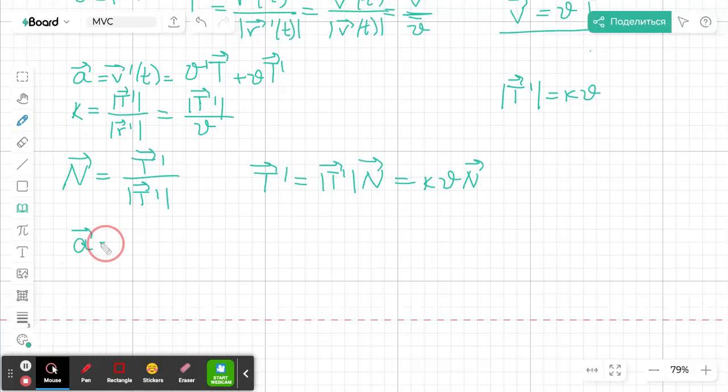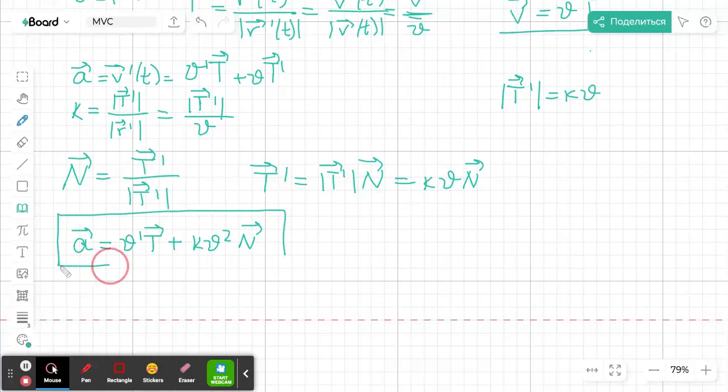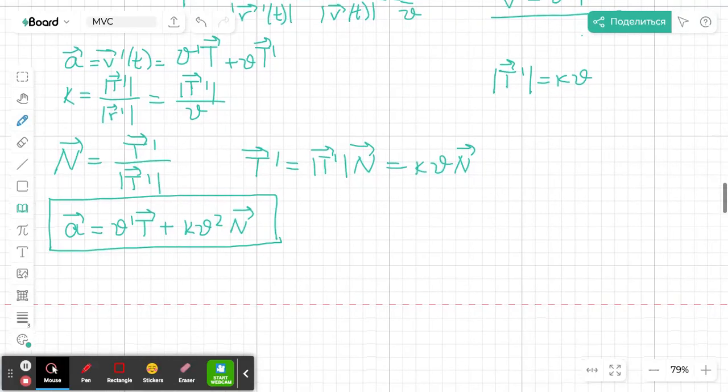A equals upsilon prime T plus kappa upsilon squared N. This upsilon times this kappa upsilon N. So that is our equation for the acceleration. And then we can say that the first term is the tangential acceleration, and the second one is normal, right? Because we see that this one is multiplied by T, and this coefficient is multiplied by N.